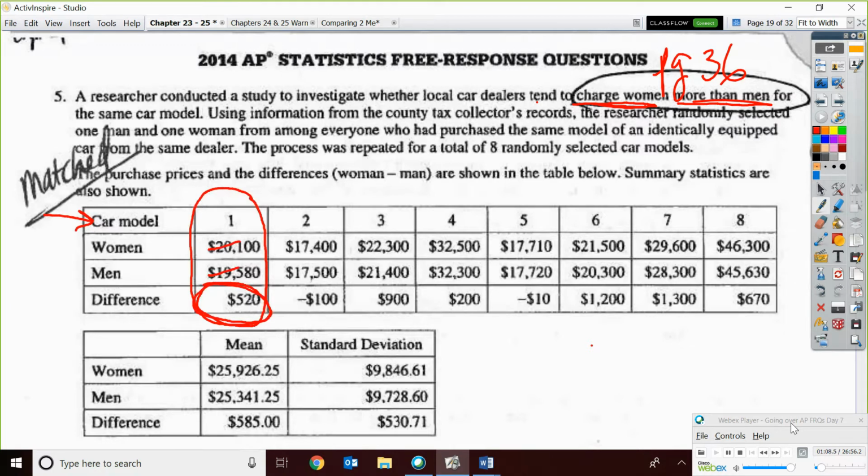Okay, so therefore I have paired data. And so that's how we knew it was paired, because I'm only interested in the difference between what they paid for that particular car. All right. Now notice they gave you the women information and the men, and then they gave you the difference. They did that because they didn't want to give it away that it was a matched pair. They wanted you to have to think about it, and so they gave you all the data to where you could do this problem with 2 independent means. So if you didn't really know what you're doing, you may have done it that way.